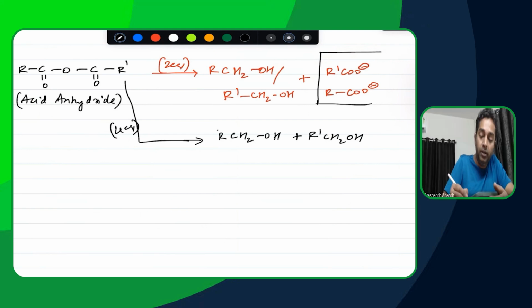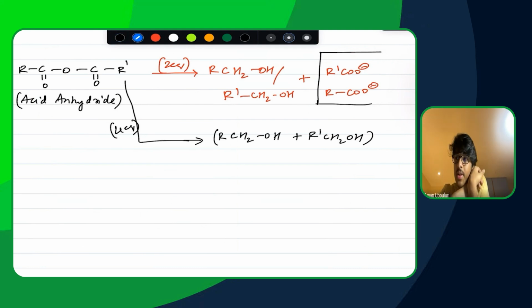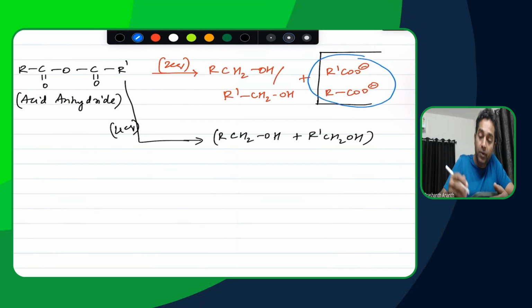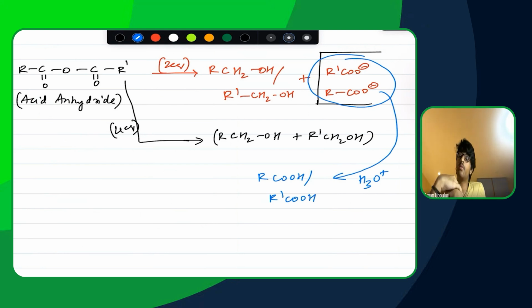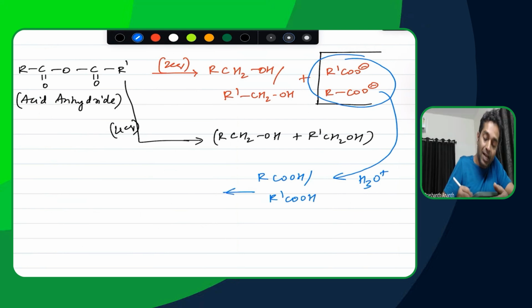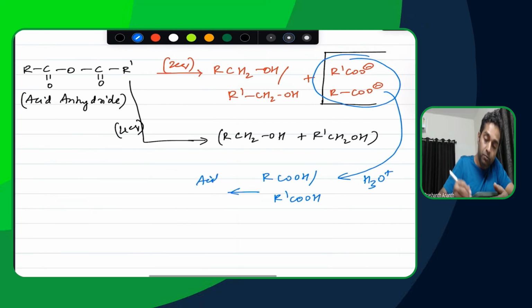How it will happen is not particularly clear. Why is there a problem with how it happens? Mainly because RCO minus, when you perform hydrolysis, will end up becoming RCOOH or R'COOH, which will not be reactive. It only does an acid-base reaction with LiAlH4, which is basically going backward.